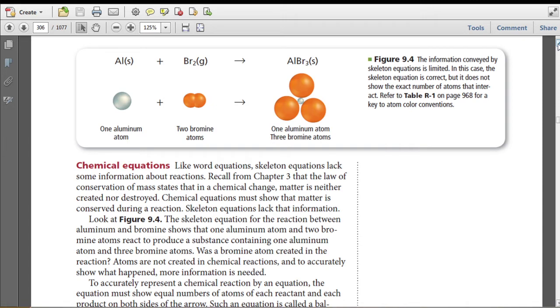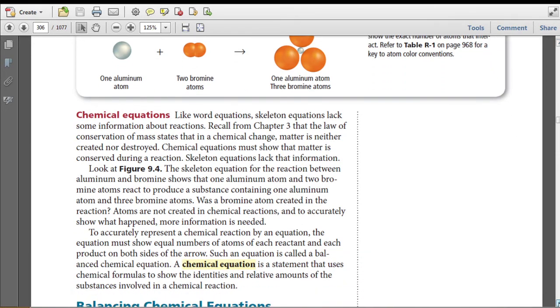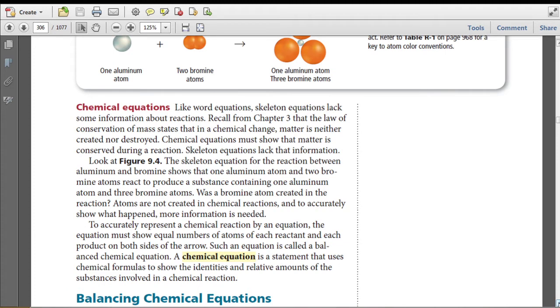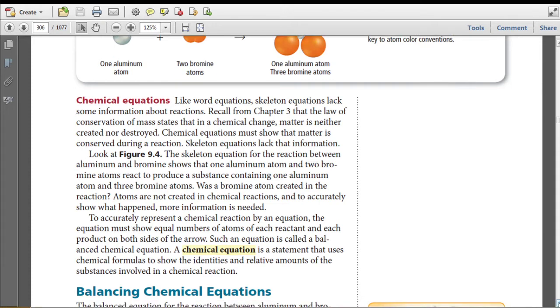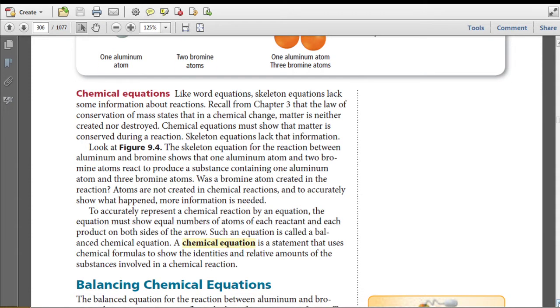Was a bromine atom created in the reaction? Atoms are not created in chemical reactions, and to accurately show what happens, more information is needed. To accurately represent a chemical reaction by an equation, the equation must show equal numbers of atoms of each reactant and each product on both sides of the arrow. Such an equation is called a balanced chemical equation. A chemical equation is a statement that uses chemical formulas to show the identities and relative amounts of the substances involved in a chemical reaction.